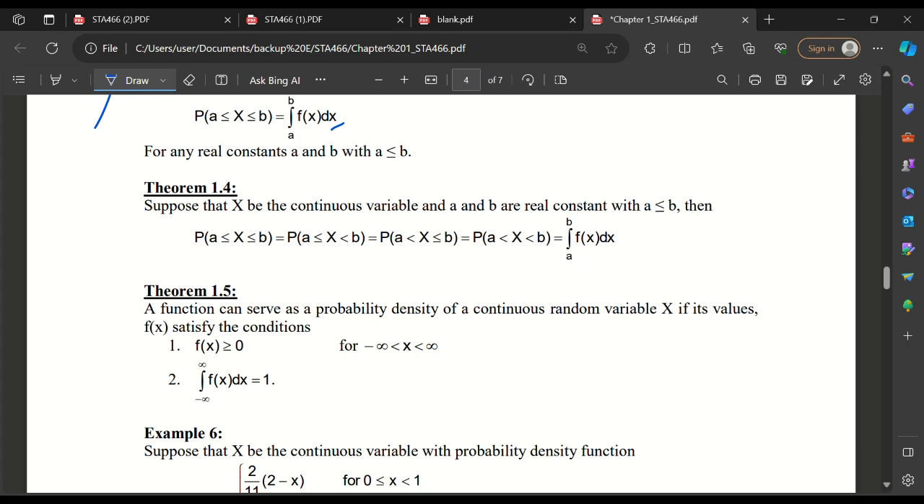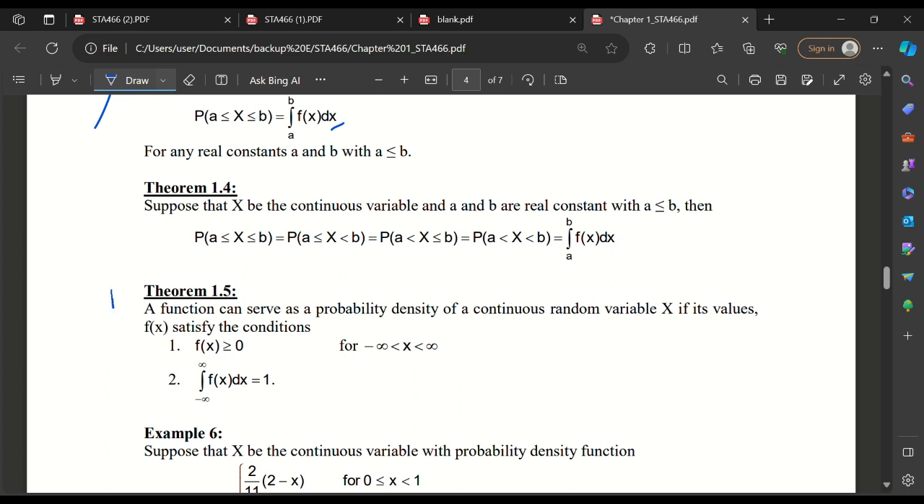Okay, so look at the properties of the random variable x, if x is from continuous random variables. Sekejap ya, saya nak buka. Okay, boleh dah.